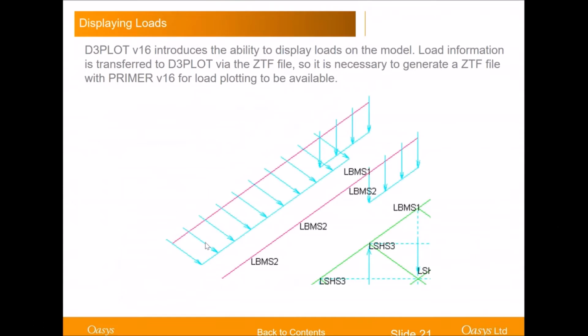So for example, if you display your loads, you can now see there are some load beams sketched up from the entity panel and some shell loads. So how do we access them in D3plot?